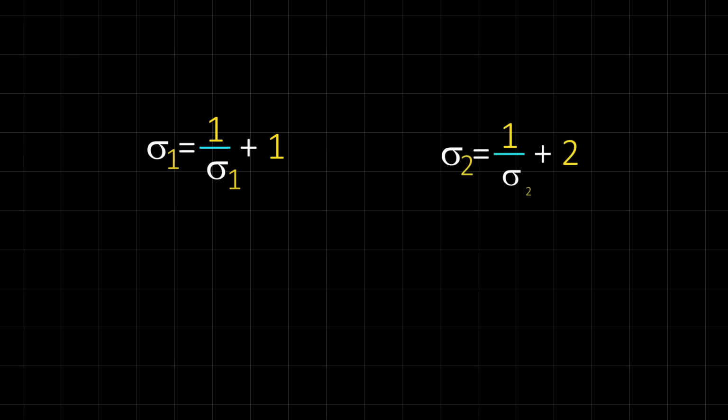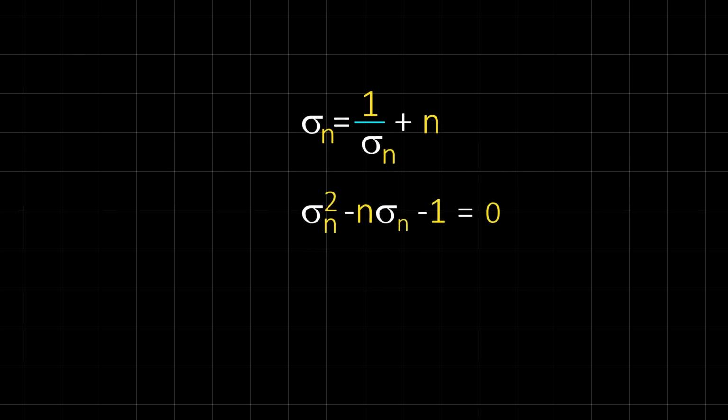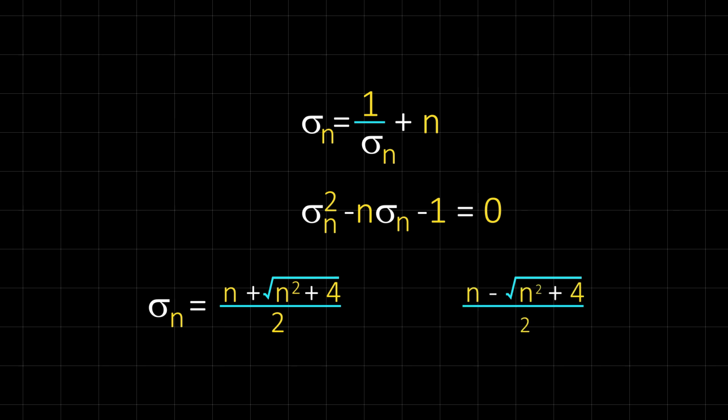Now from the golden ratio, phi can be written as phi equals 1 over phi plus 1, or sigma 1 equals 1 over sigma 1 plus 1, and the silver ratio can be written as sigma 2 equals 1 over sigma 2 plus 2. More generally, sigma n can be written as sigma n equals 1 over sigma n plus n. So sigma n squared minus n sigma n minus 1 equals 0, and sigma n is the positive root of this equation. So sigma n equals (n plus square root of n squared plus 4) all over 2, and the other root is (n minus square root of n squared plus 4) all over 2, which is equal to minus 1 over sigma n.